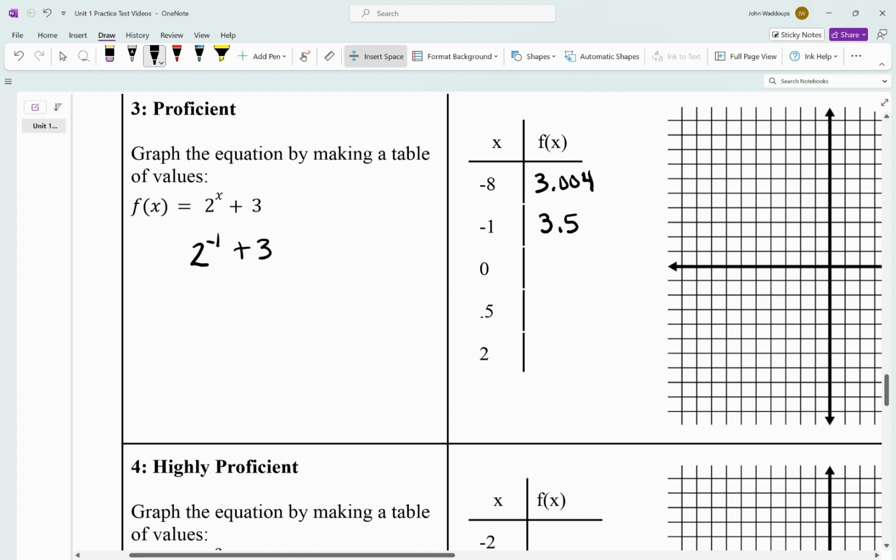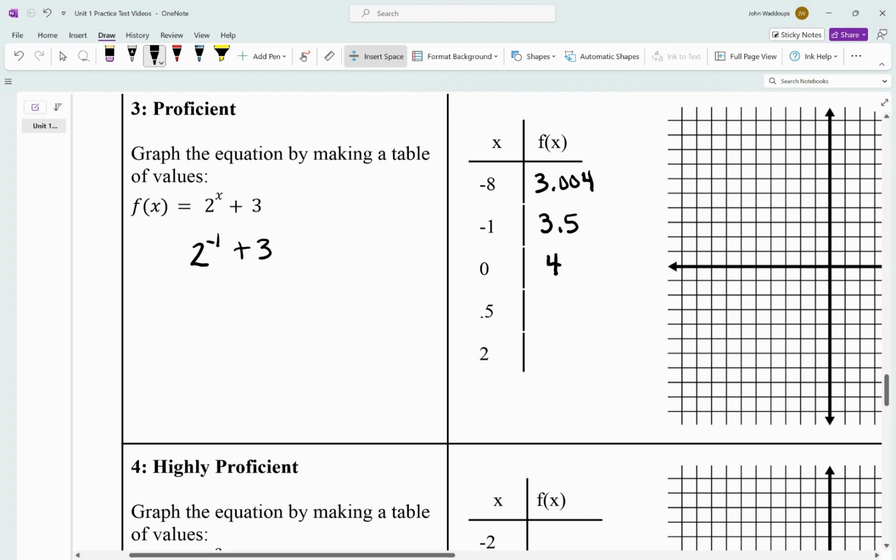And then 0. What happens if I raise 2 to the 0 power? Let's see what happens. 2 raised to the 0 power equals 1, which plus 3 is 4. So this then is 4.